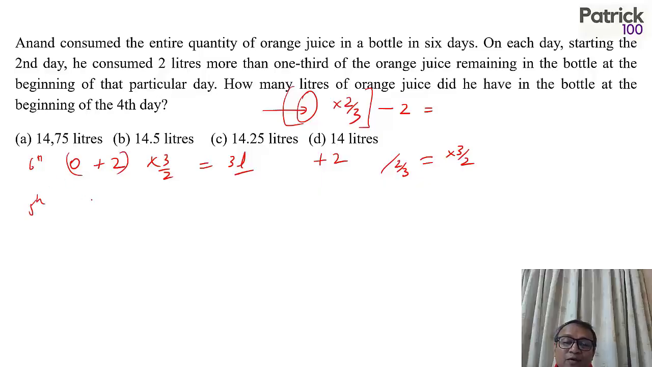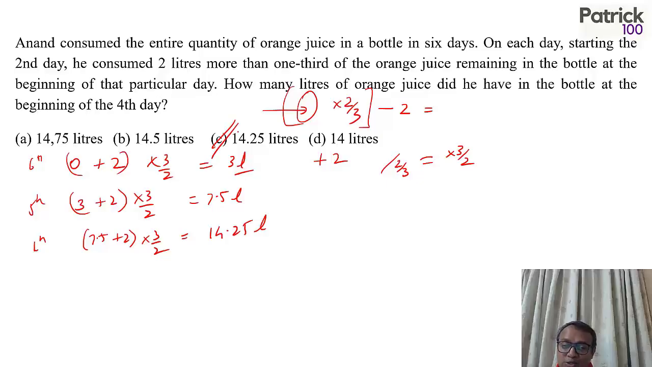Now look at the 5th day. 5th day, 3 liters. You add 2 and then multiply by 3 by 2. So 5 into 3 by 2, you get 7.5 liters. 4th day, again reverse: 7.5 plus 2 into 3 by 2. 9.5 divided by 2 is 4.75, into 3 is 14.25 liters. C option, you'll get the answer.